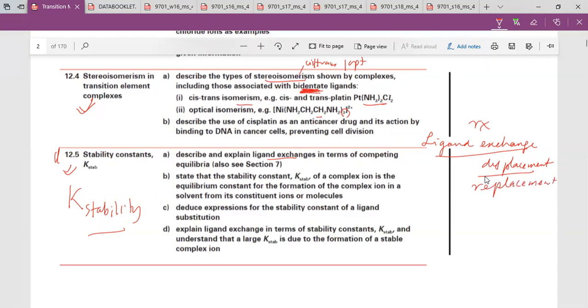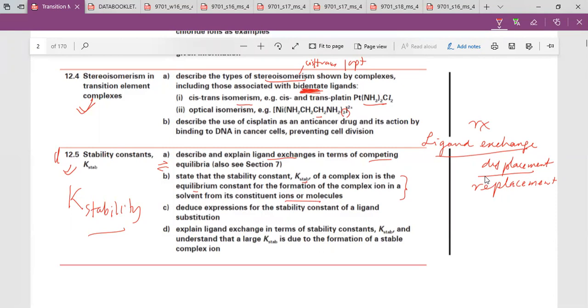For competing equilibria, that means it's going to be reversible. State the stability constant Kstab. Now, Kstab is used. Remember, it is an equilibrium. That means it can go forward and backwards. It is the equilibrium constant for the formation of a complex ion from its ions and molecules in the solvent. So we look at the formation of a few types of complexes. And remember, you always compete with one common complex, which is the water ligands. I'll show you after.